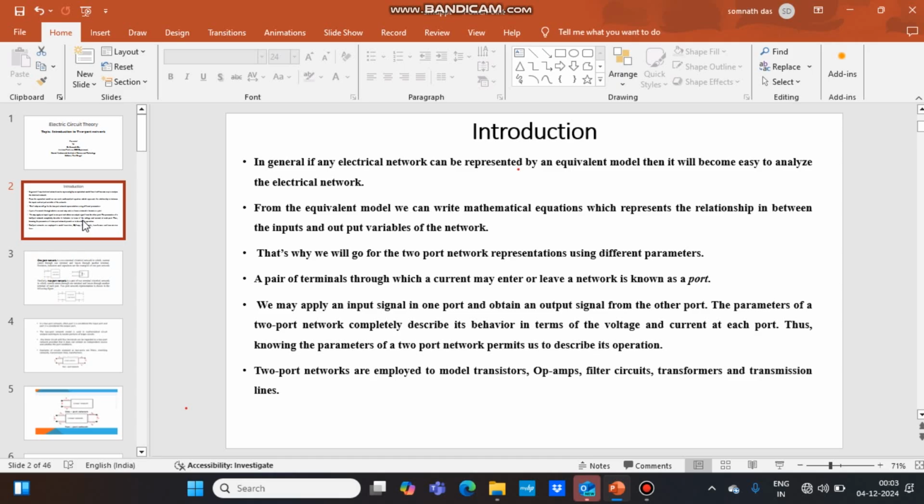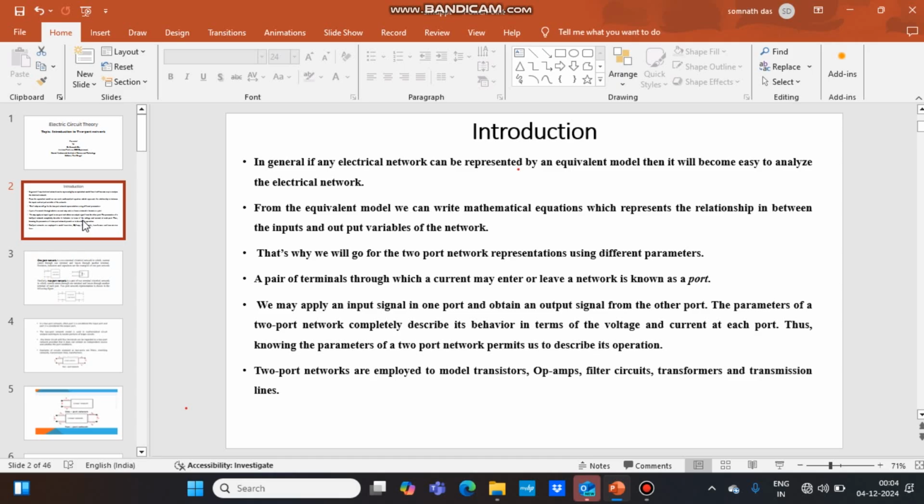So in the two-port network representation, without knowing the details about the electrical network, by using the parameters we can show the behavior of the electrical network. For that purpose there are different parametric representations. Before going into the details about the different parametric representations, first of all we should understand what is a port. A port means a pair of terminals which are attached with the electrical network. Through the terminals a current may enter or leave the network.